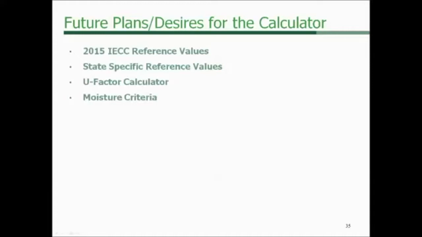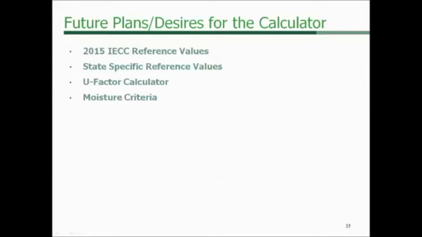So we'd like to make it so that the calculator also has the 2015 IECC reference values. Currently, you can use the 2015 values, but you have to insert them, just like with the state-specific values I was talking about. Okay. State-specific reference values are along the same lines. So instead of having to insert them manually, you'd just use a drop-down box and pick your county or whatever it would be, and it would populate your climate zone and your state values. That would be a really nice feature if we can eventually get it. Okay. The U-factor calculator is another part that we would like to do.